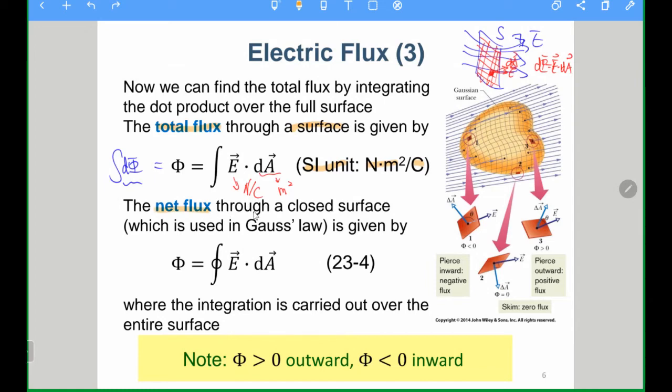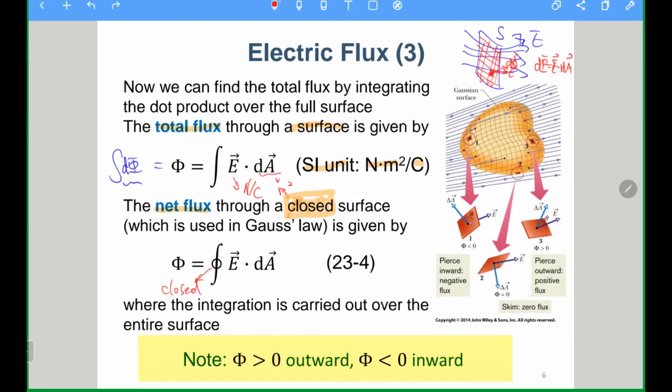Okay, through a closed surface. So here is only for the closed surface, which is used in Gauss law. It is given by phi equals almost the same thing, but here we have a circle. This circle means we do the integration for the closed surface, or maybe for a closed contour for the line integral.